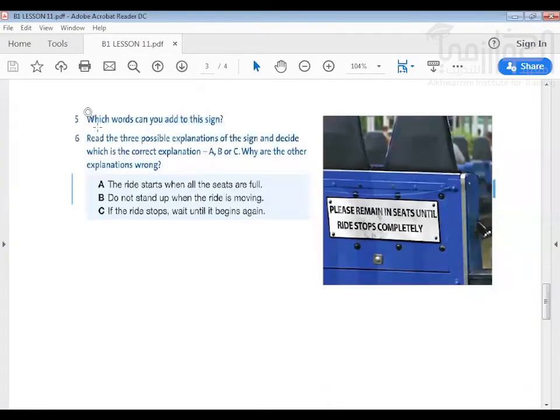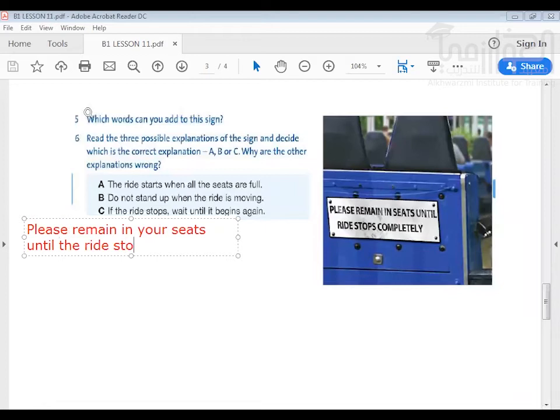Okay, so now let's look at this. Which words can you add to this sign? This is the sign: Please remain in seats until ride stops completely. And we can see that when we want to change this into a complete sentence, the complete sentence will be like this. Please remain in your seats until the ride stops completely.